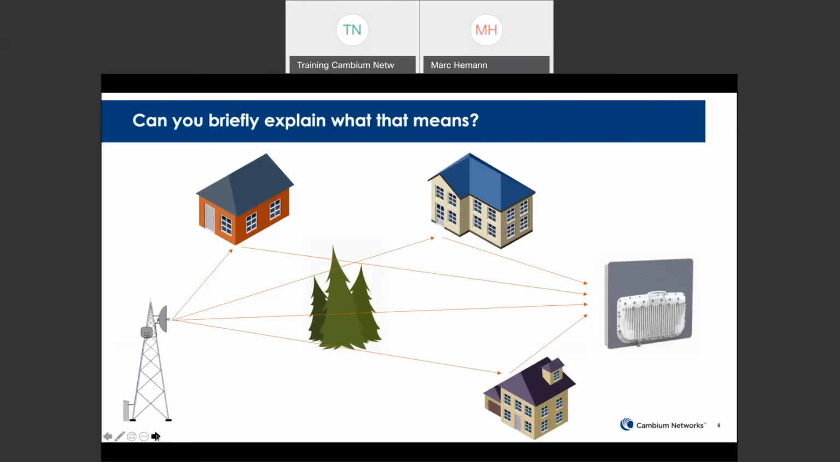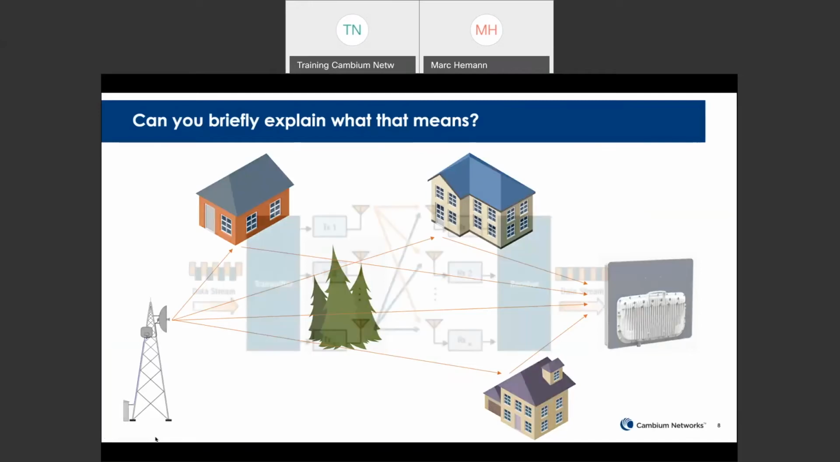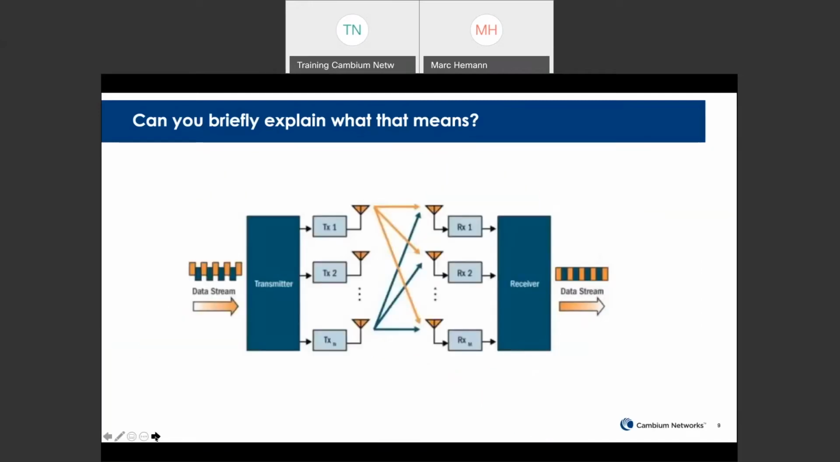And oftentimes what would happen is these multiple paths will hit the receiving radio antenna at different times, nanoseconds apart. And this could cause loss of signal strength and data corruption. I only bring this up because MIMO turns multipath from a bad thing into a very good thing. And we'll talk about this later. Sorry about the history lesson. Let's get back to MIMO.